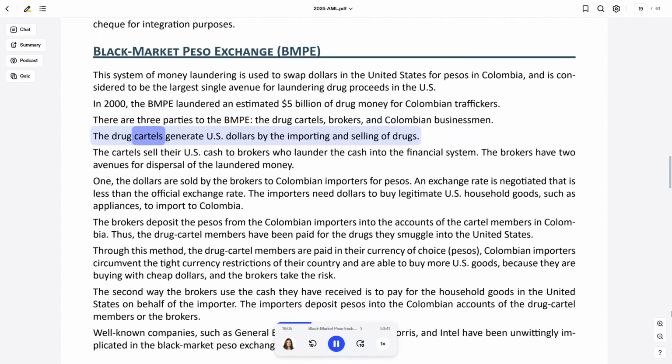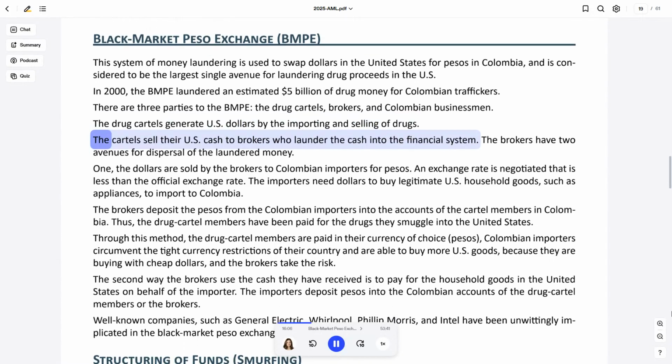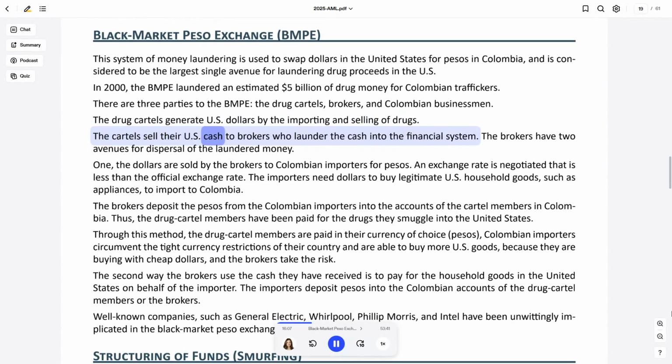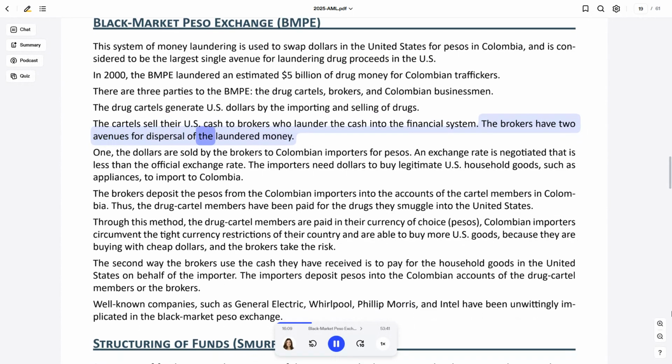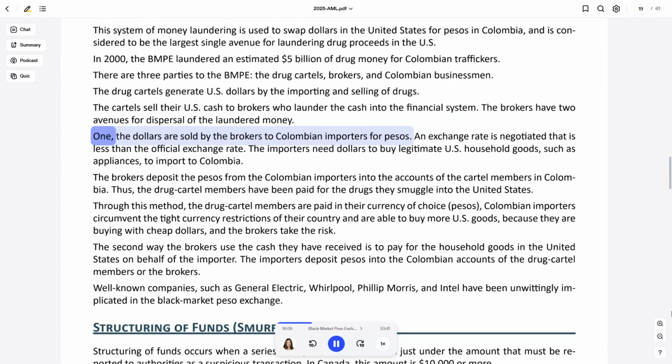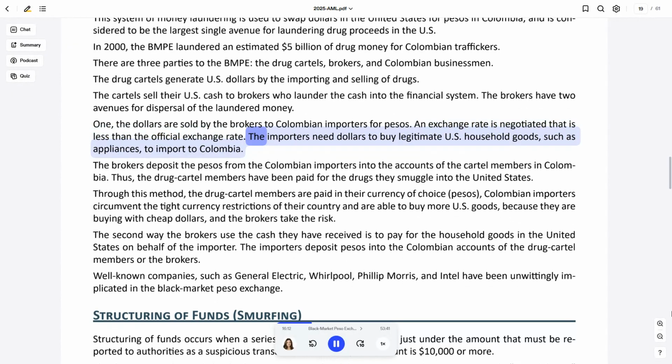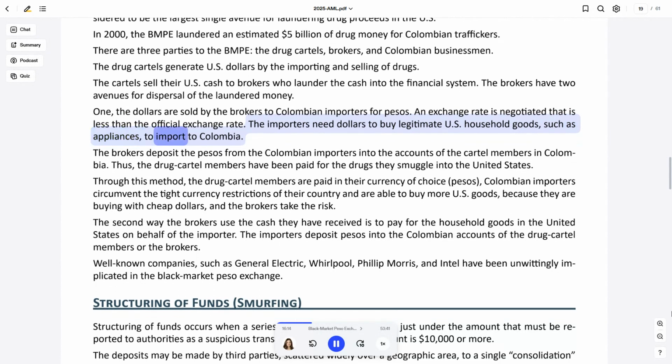The drug cartels generate U.S. dollars by the importing and selling of drugs. The cartels sell their U.S. cash to brokers who launder the cash into the financial system. The brokers have 2 avenues for dispersal of the laundered money. 1. The dollars are sold by the brokers to Colombian importers for pesos. An exchange rate is negotiated that is less than the official exchange rate. The importers need dollars to buy legitimate U.S. household goods, such as appliances, to import to Colombia.